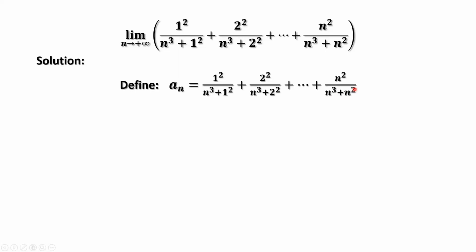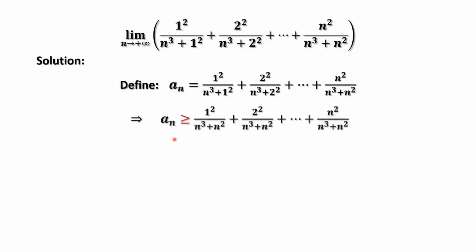If we increase the denominator, each term will be decreased. Therefore, the sum will be decreased. Then we have the following inequality. An is bigger than or equal to this sum, because each term of this sum has the same denominator, n to the power of 3 plus n squared.